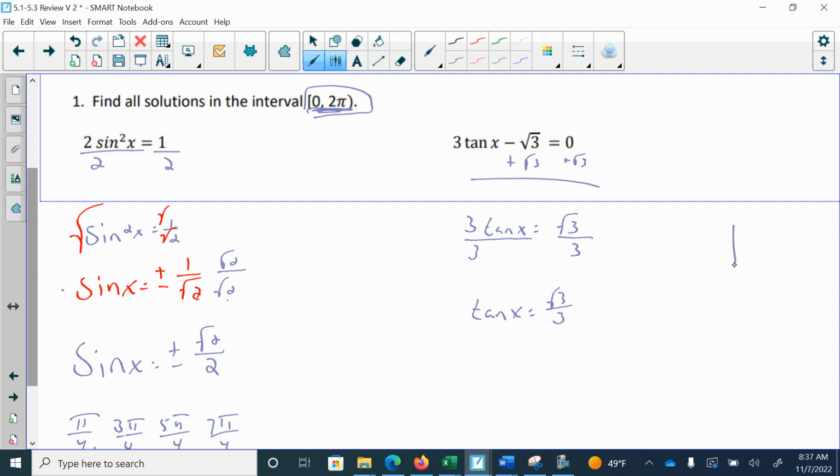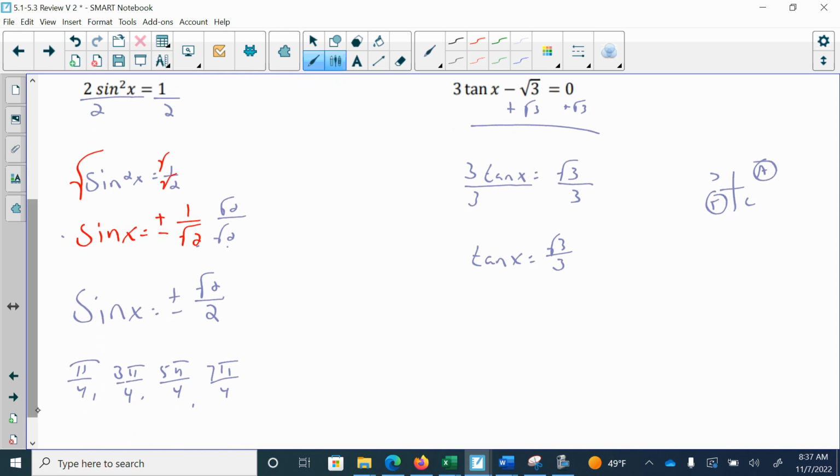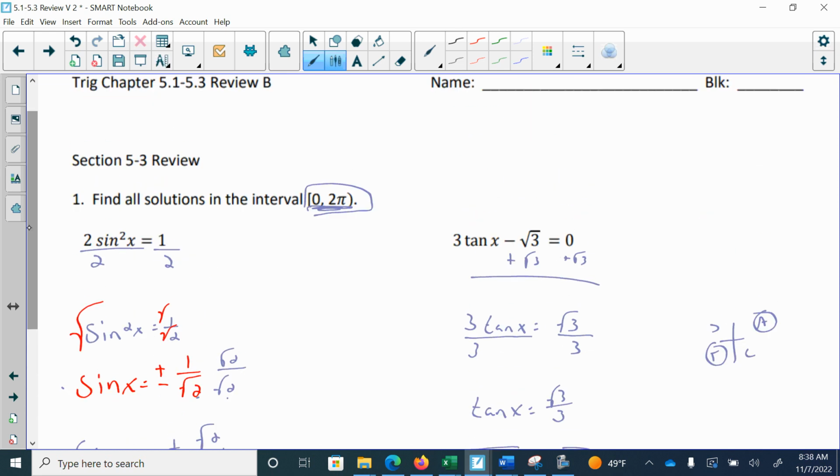To remind myself, all students can tell, that's going to be in the first quadrant. In the third quadrant, my tangent is positive, and it equals the square root of 3 over 3, with the denominator 6. So I'm going to say pi over 6 and 7 pi over 6. And again, since it has that interval from 0 to 2 pi, that's it. That's all I'm writing. I'm not going to add any multiples of 2 pi to that.